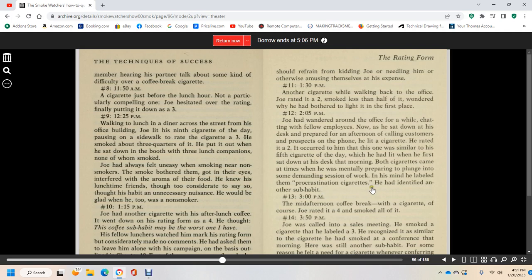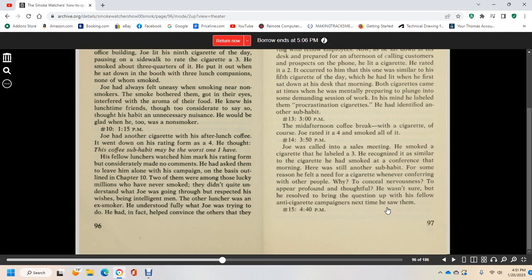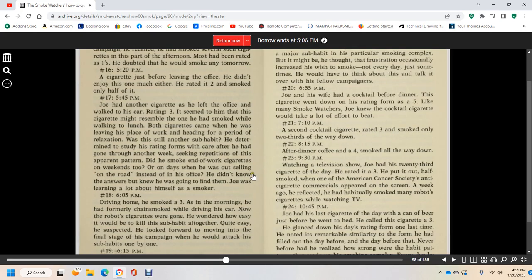Number 13 at 3 o'clock p.m., the mid-afternoon coffee break cigarette, which of course Joe rated a 4 and smoked all of it. And number 14 at 3:50 p.m. Joe was called in. The salesman smoked a cigarette labeled a 3 and recognized it as similar to a cigarette he had smoked at the conference that morning. It was another sub-habit. For some reason, he felt that he needed a cigarette whenever conferring with other people. Why? To conceal nervousness, or to appear profound and thoughtful? He wasn't sure, but he resolved to bring the question up with his fellow anti-cigarette campaigners the next time he saw them. Number 15 at 4:40 p.m.